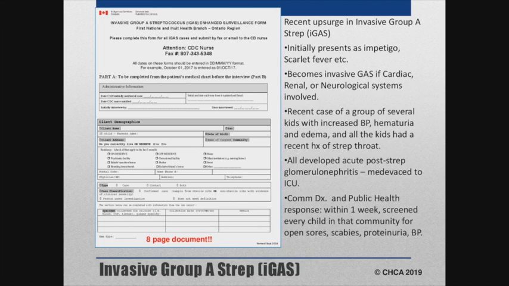All developed acute post-strep glomerulonephritis and were medevaced and placed into the ICU. This was an intuitive nurse that identified the increased blood pressure, hematuria, and edema that was occurring in this community, and within 1 week, every child in that community was screened for any open sores, scabies, proteinuria, and their blood pressures were assessed. So it's important, as I mentioned, that we come together, and it's also important to recognize the impact that nursing can have in these communities.